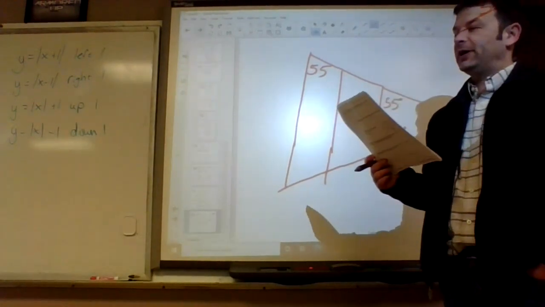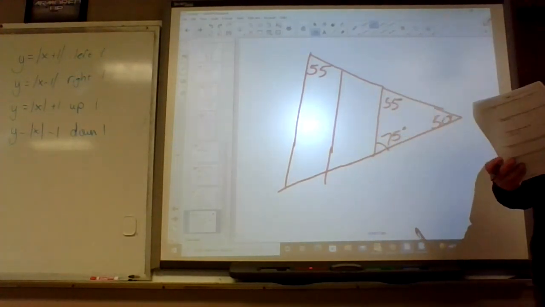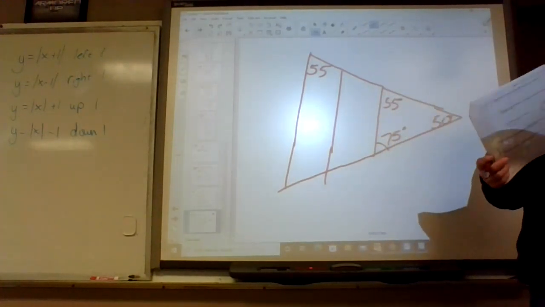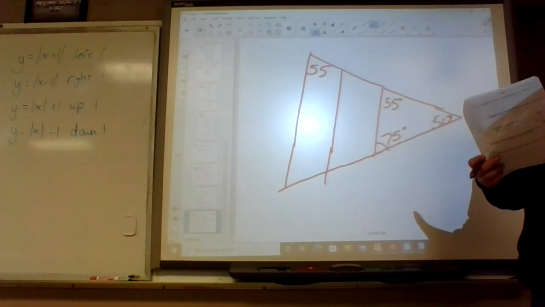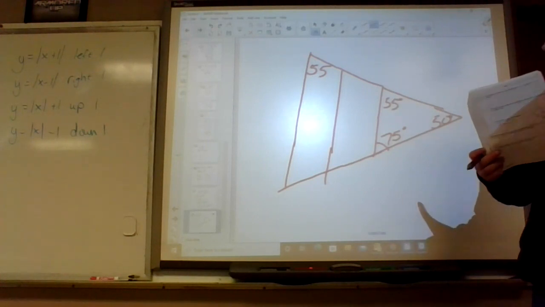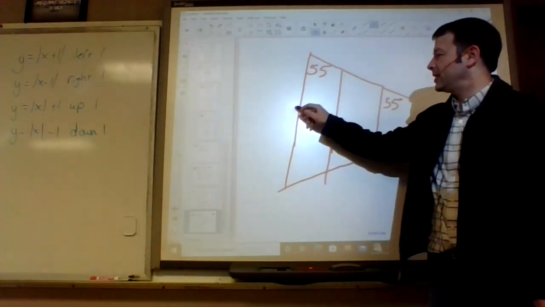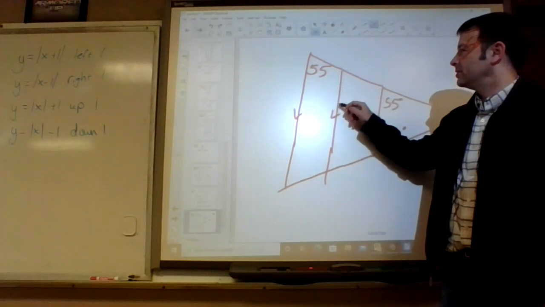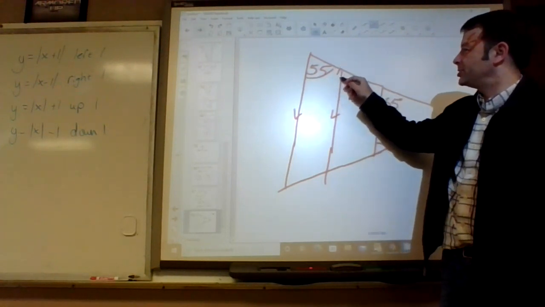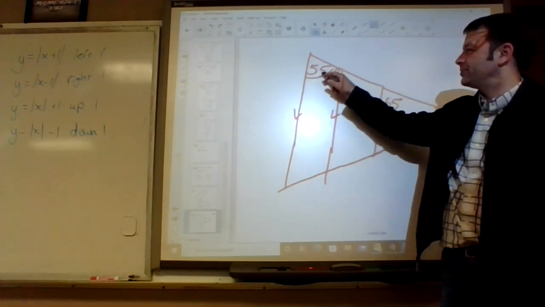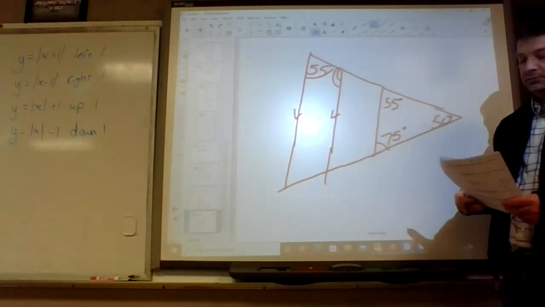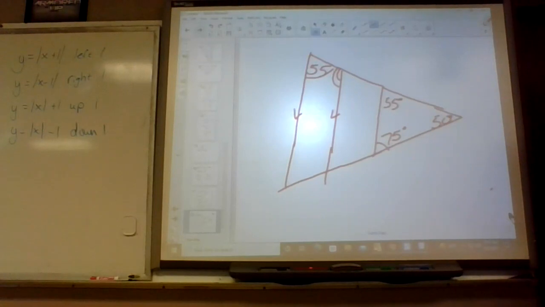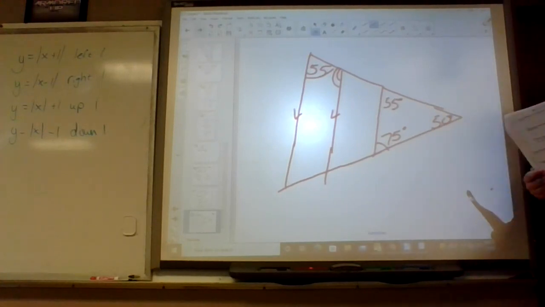Okay, how can I find angle ABF? I'm not sure the other class figured this one out. If A is 55 and D is 50, that would mean F would be 50. These two lines right here are parallel, right? So what do I know about angles between parallel lines? They add up to 180. So it's just 180 minus 55. 125.